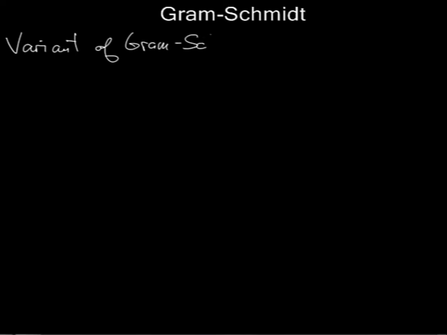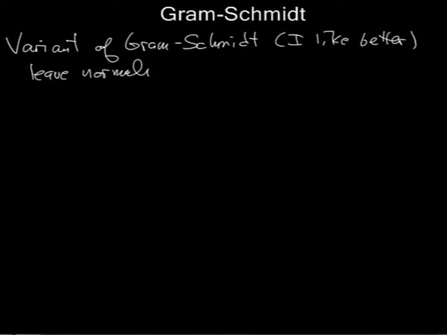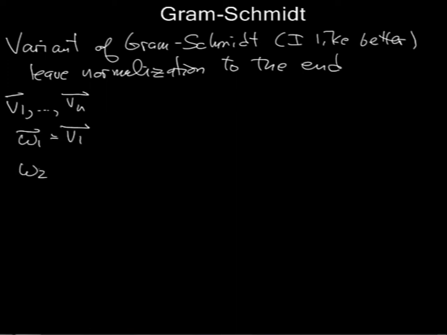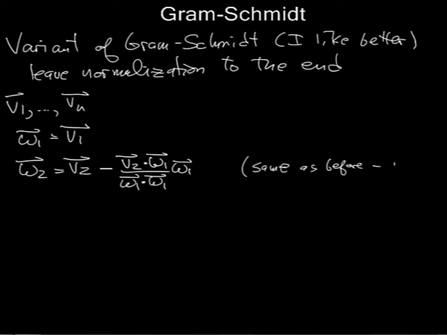Now, here's a variant of Gram-Schmidt, which I actually prefer. It's easier to calculate. When you normalize things, you get all these nasty square roots, which are really annoying. And so it's much better in some way to leave the normalization to the end. And here's how that works. You start with these vectors v1 through vn, and you define a new vector w1, which is just v1. And then w2 is v2 minus this multiple of w1. So it's just like what I did before with q1, except that I have to divide by this w1 dot w1. There's a denominator in this formula. That's the only difference.